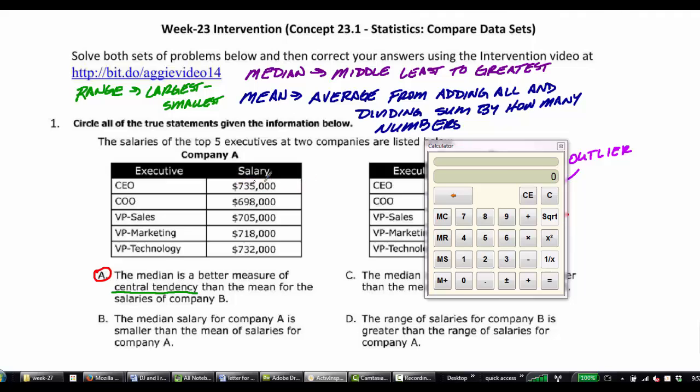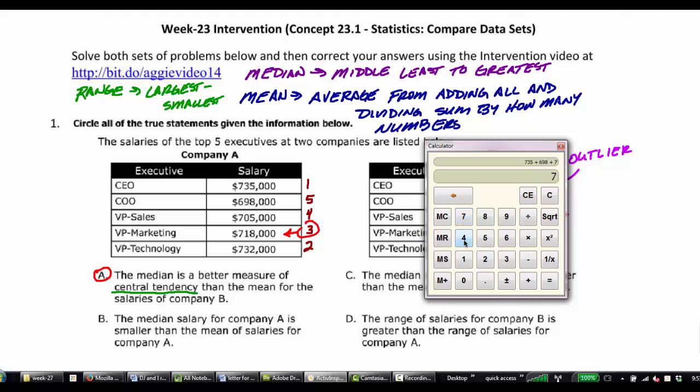Here's the biggest salary right here. That's number one. Then if I go through, here's the next salary, and here's the next, here's the next, here's the smallest, and the number in the middle, 1, 2, 3, 4, 5, the 3 tells me that that's the median salary, $718,000. Now I'm going to figure out what the mean is. So I need to add them all together. So 735,000. Now you'll notice they're all in thousands, so I'm just going to add the front part, and when I'm done, I'm going to put the 3 zeros.